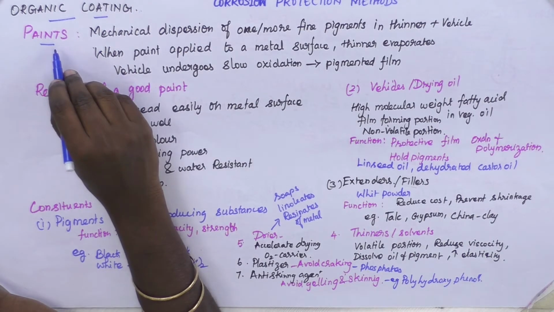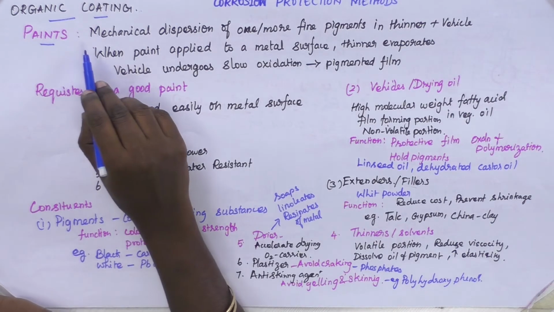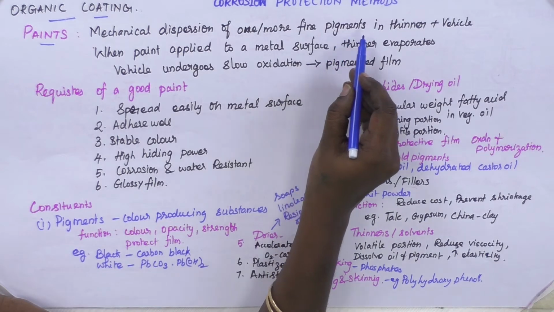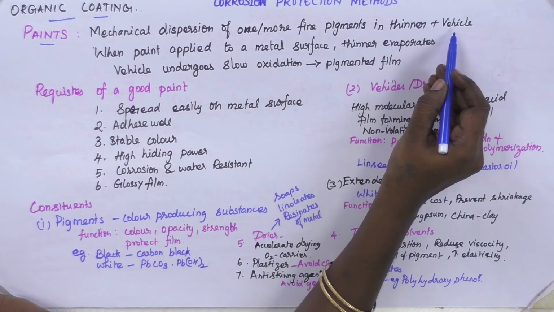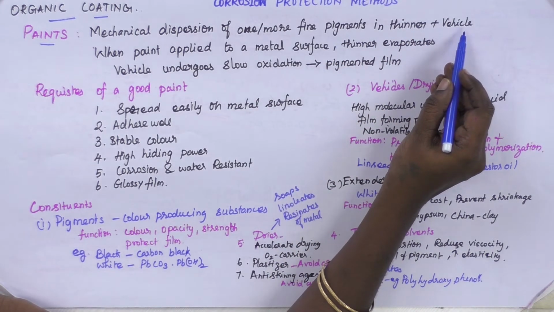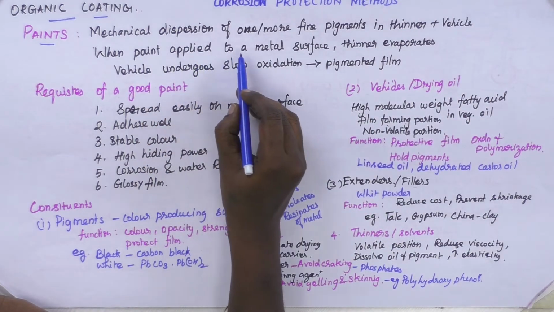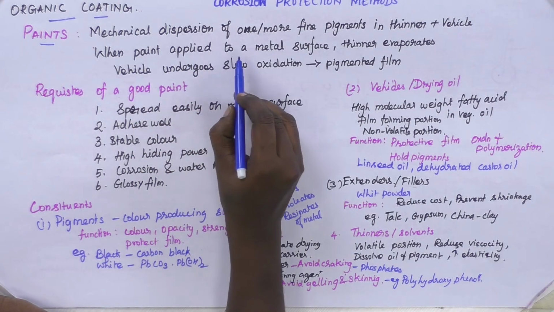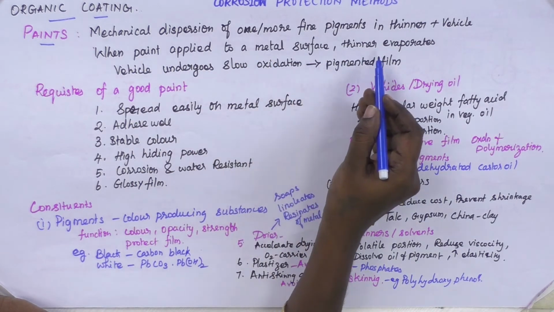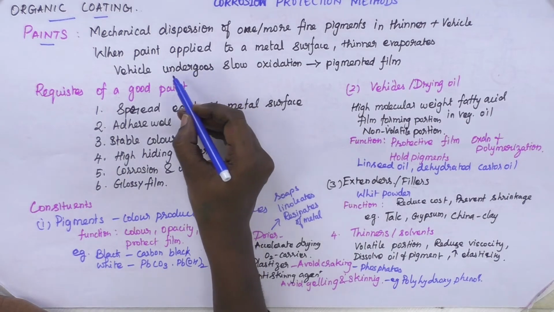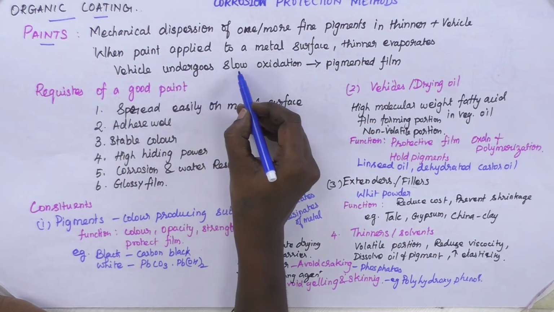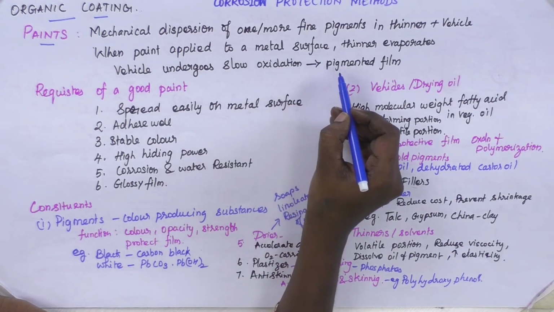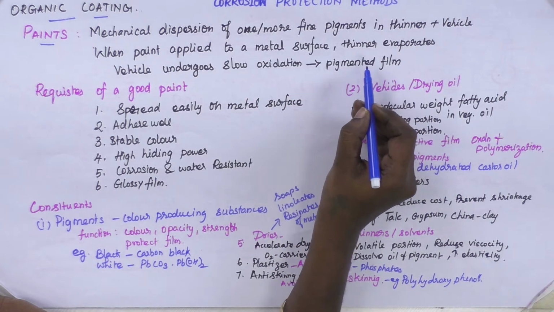What is the definition of paint? Paint is nothing but a mechanical dispersion of one or more fine pigments in the thinner. In addition to that, we have the vehicle. When the paint is applied on the metal surface, the thinner gets evaporated and the vehicle, which is vegetable oil, undergoes slow oxidation and forms a film. This film holds the pigment material present in the paint.